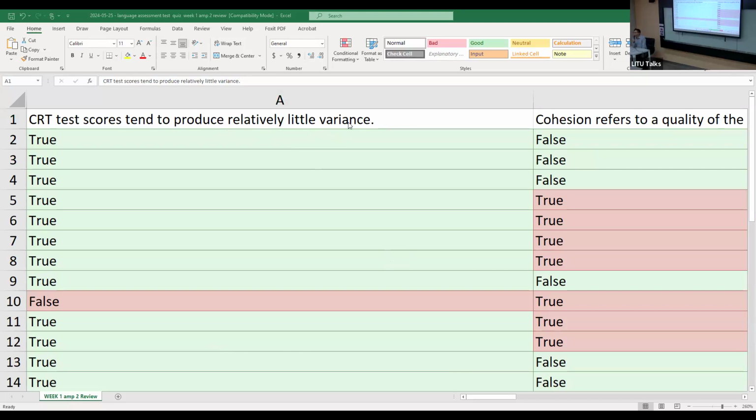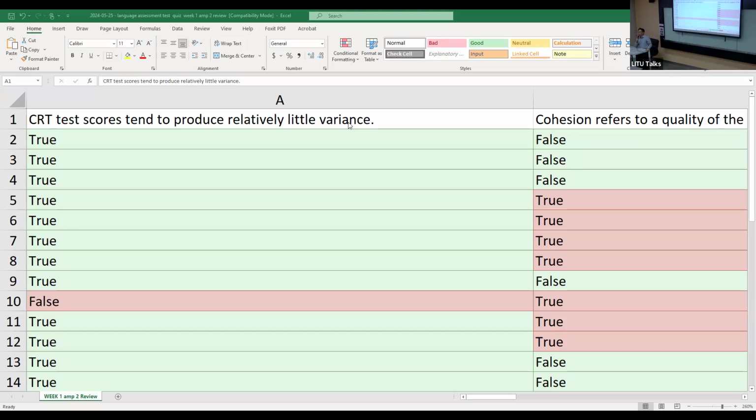Variance is like just one word. I would say variance is about the amount of difference among the test scores. That's the variance, the amount of difference, right?